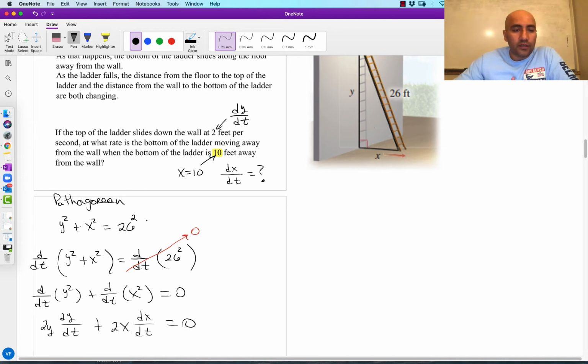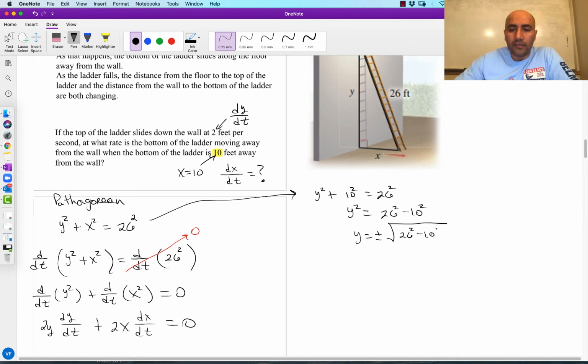Okay, so let's use this formula right over here. We're going to say y squared plus 10 squared equals 26 squared. So y squared equals 26 squared minus 10 squared. And so y equals plus or minus the square root of 26 squared minus 10 squared. Now it's plus or minus because when we take the square root of both sides, we get a plus or minus. But we know that in this case, y can't be negative. So we'll just have to adjust for that.